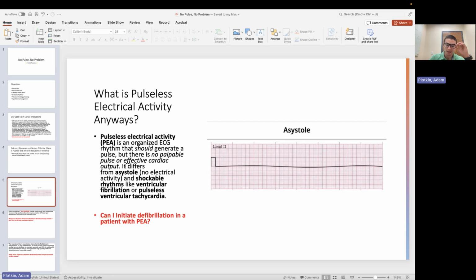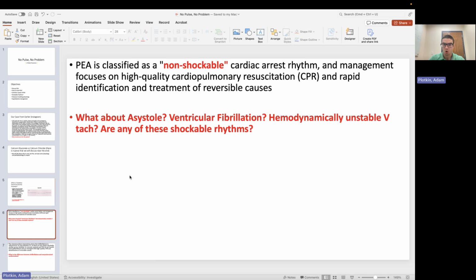So asystole is no electrical activity, and then there are some shockable rhythms like VFib or pulseless VTAC that we're going to talk about in a second. So my question for you is, can I initiate defibrillation in a patient with PEA? Again, in PEA, you'll see electrical activity on the EKG, but the patient won't have a pulse. Can I shock them? PEA is classified as a non-shockable cardiac rhythm. It's a cardiac arrest, and management will focus on high-quality CPR. Potentially, you can use epinephrine, like they did in the vignette, but really CPR is going to be the backbone of treatment here.